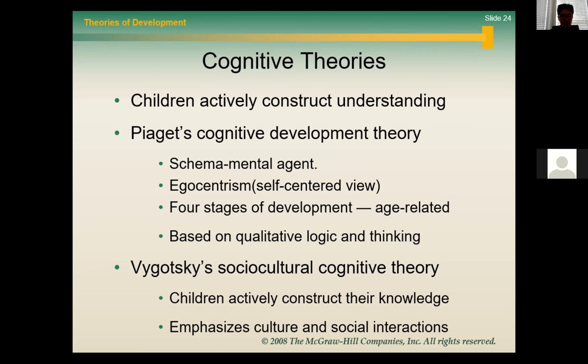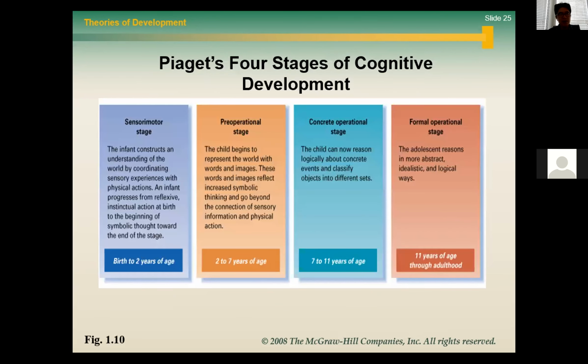Vygotsky's sociocultural cognitive theory: he believed that children actively constructed their knowledge based on their culture and social interactions. Piaget's 4 stages of cognitive development: the first is the sensorimotor stage, sensor-based development. The second is the pre-operational stage, with symbolic thinking and the connection of sensory information and physical actions.